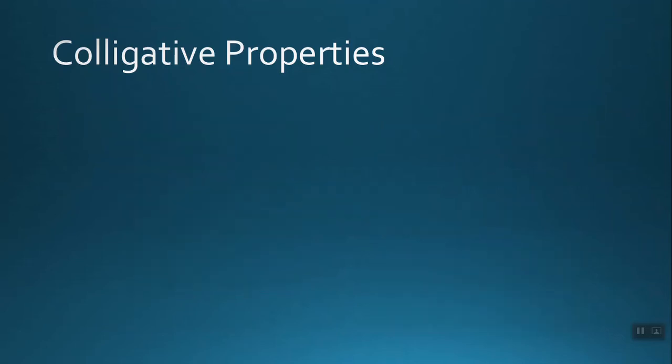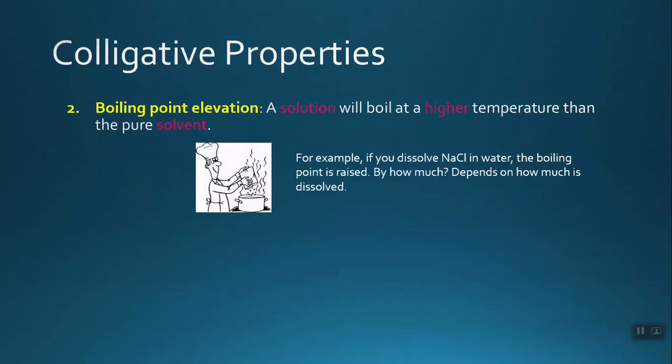The second thing is boiling point elevation. A solution will boil at a higher temperature than the pure solvent. So the example that I like to talk about is, again, boiling water, putting salt into water when you're trying to make pasta. Now, what's the reason you put salt into water when you make pasta? You might have heard that you put salt into water because it makes the water boil faster. Well, that's actually false. And this colligative property is telling us why that is false.